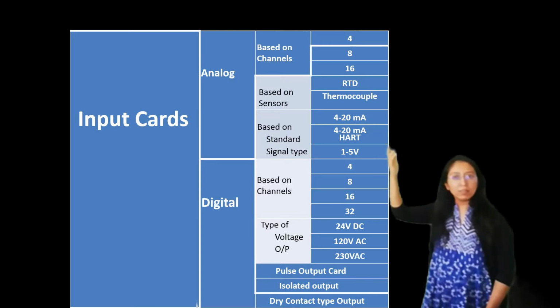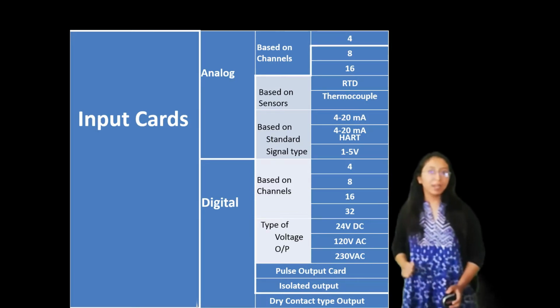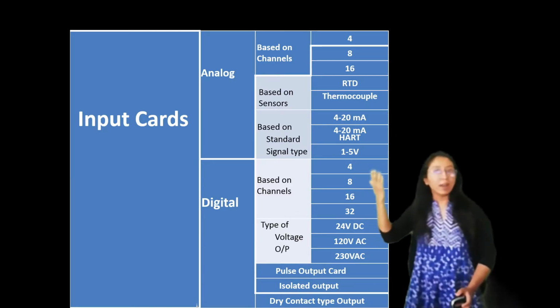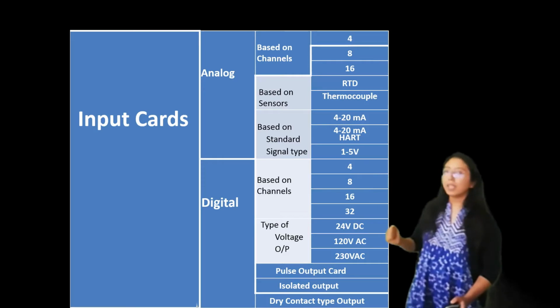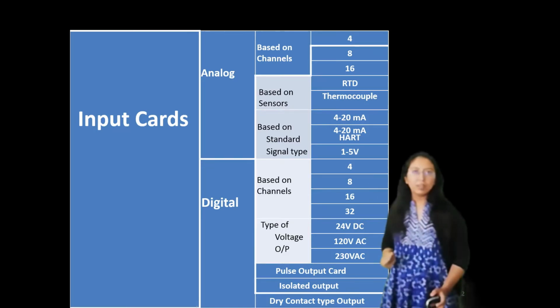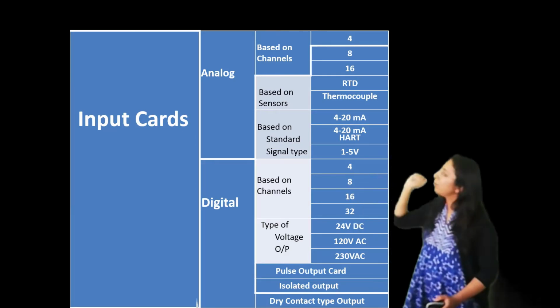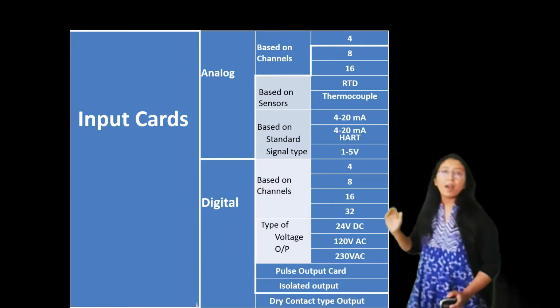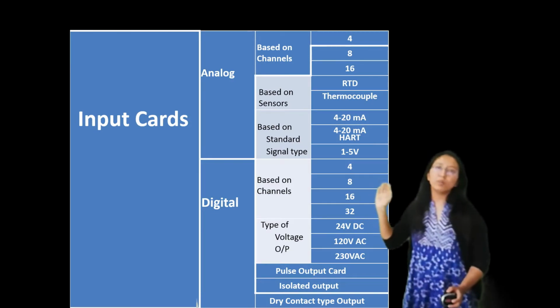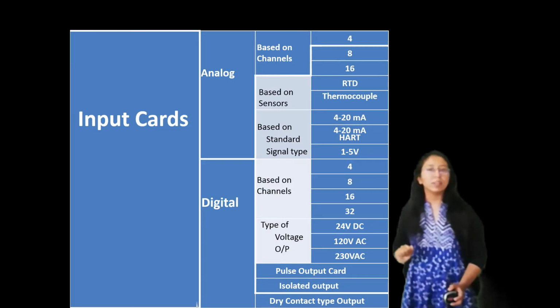Based on sensor, here we can connect RTD sensor and thermocouple sensor in the input slot. Then based on standard signal, we can apply 4 to 20 milliampere standard signal, 4 to 20 milliampere HART, that means Highway Addressable Remote Transducer, and we can also use 1 to 5 volt standard signal.